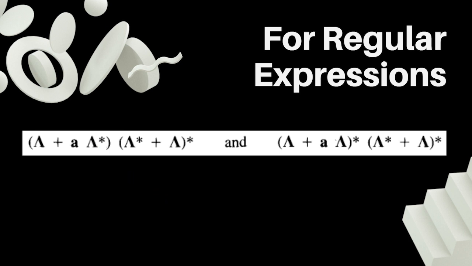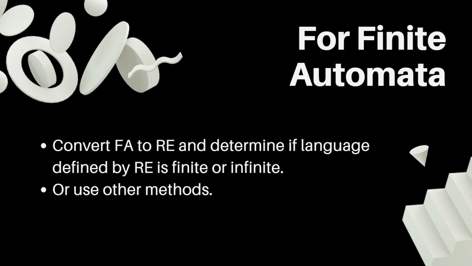Now let's proceed to determining if a finite automata is infinite or finite. The most common or easiest way to do this is by converting the given FA to RE and determining if the language defined by the RE is finite or infinite. But there is another way to do this, which is what I will discuss today.